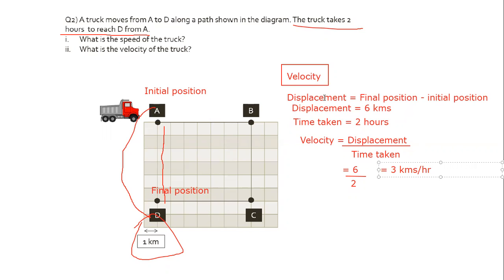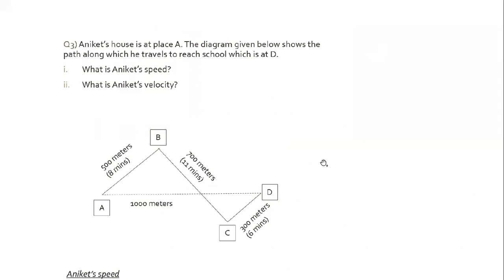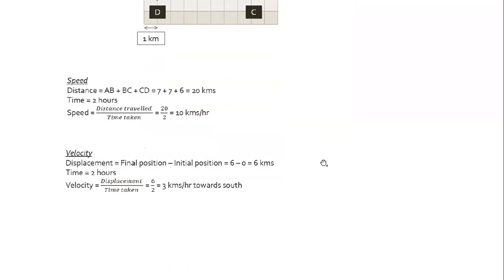So for velocity, what did we do? We found the displacement, number one. Second, we found the time taken. Third, we applied the formula. We wrote the formula and we put the values in the formula. These are the three steps we took to find out velocity. So that is how you find out speed and velocity, right? Our speed comes out to be 10 and our velocity comes out to be 3.